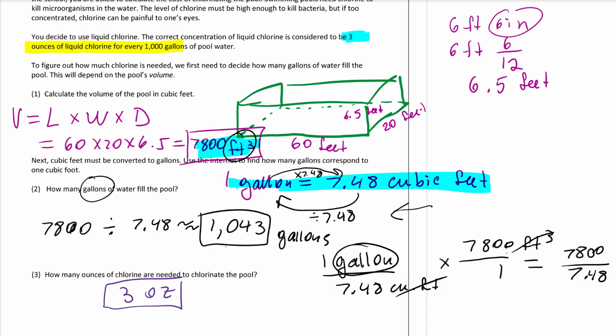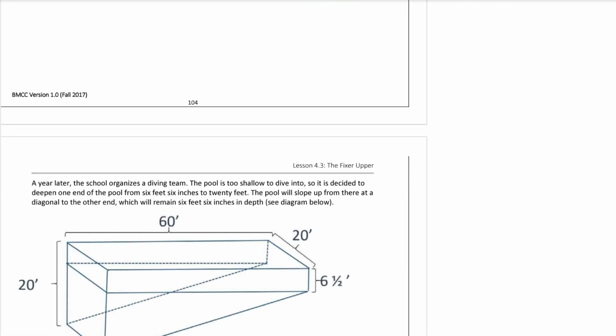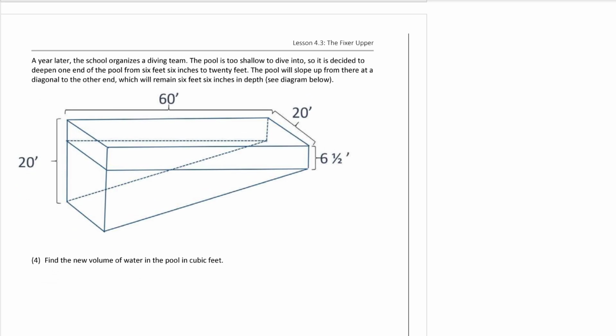Alrighty. And we actually have just one more question with regards to this. Taking that same pool a year later, the school organizes a diving team, and they see that the pool is too shallow to dive into, so they're deciding to deepen one end of the pool from 6 feet and 6 inches, which is 6.5 feet, to a total of 20 feet. You see, they're making it bigger.